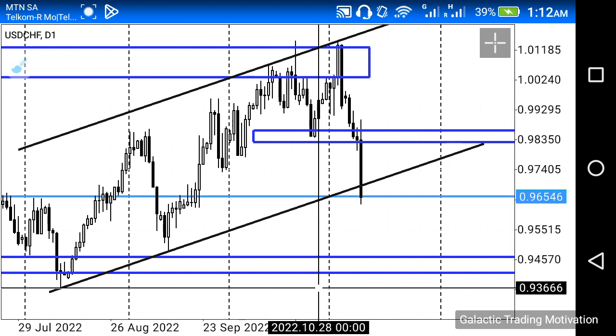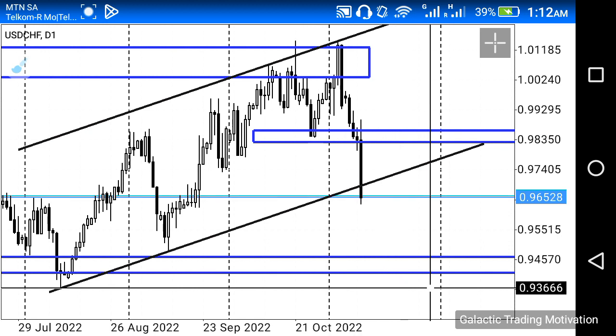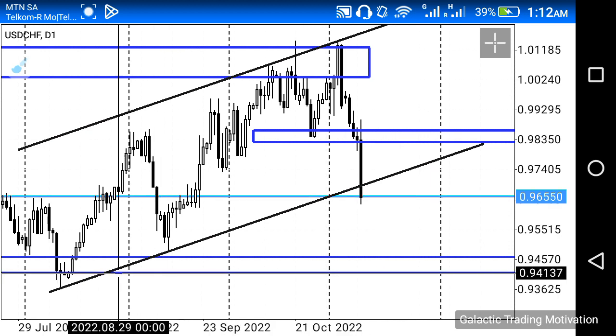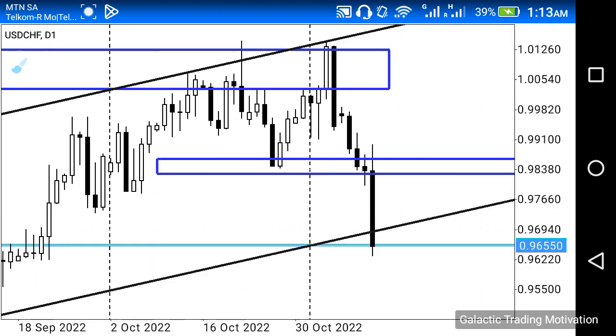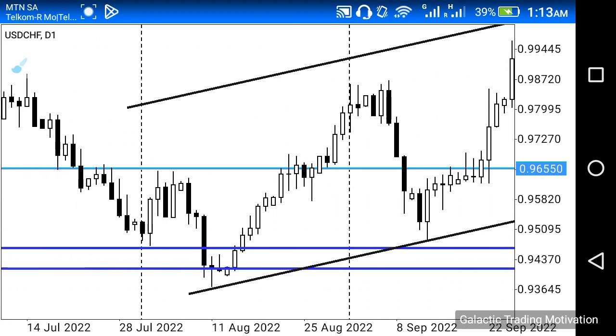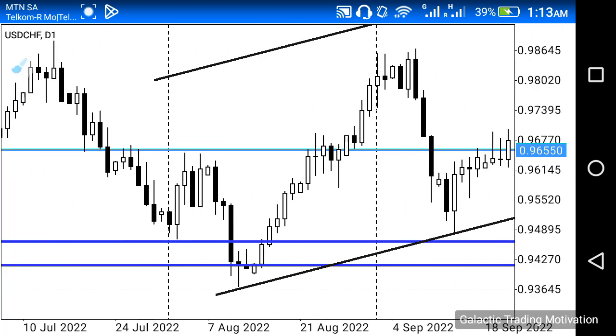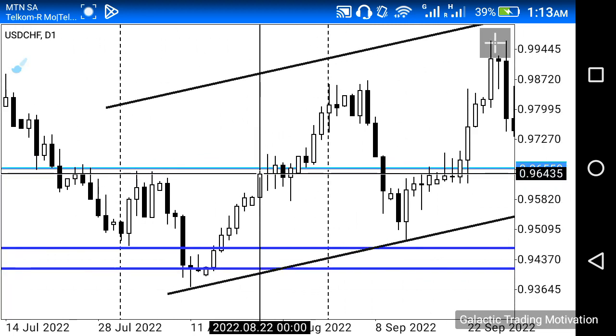Why do I say this level? That is because this level over here is a very strong level of support as well. And to add to that, we also have this candlestick over here. Let me just zoom in a bit, just bear with me guys. As I said, we also have this candlestick over here.